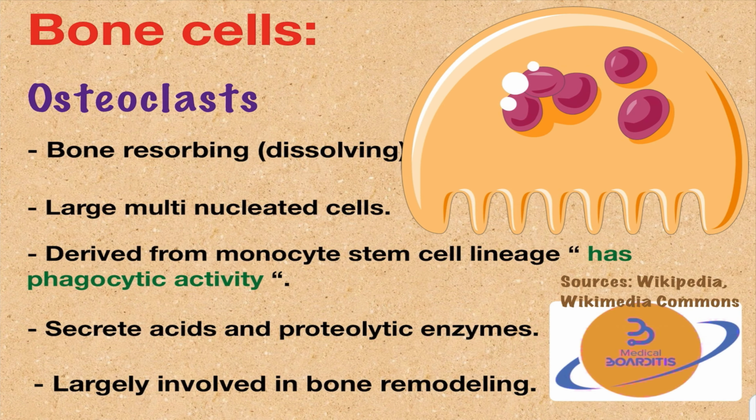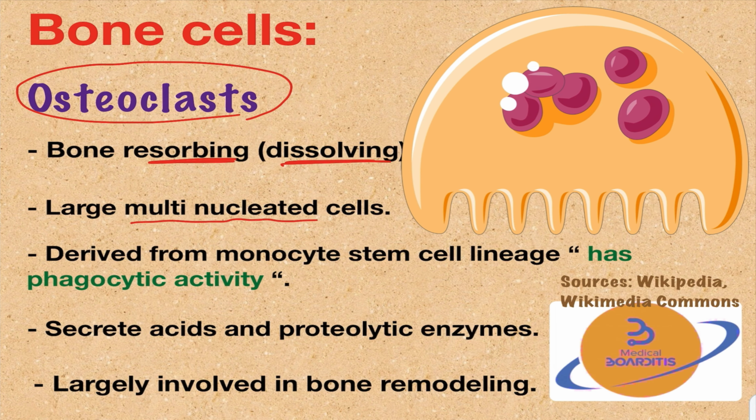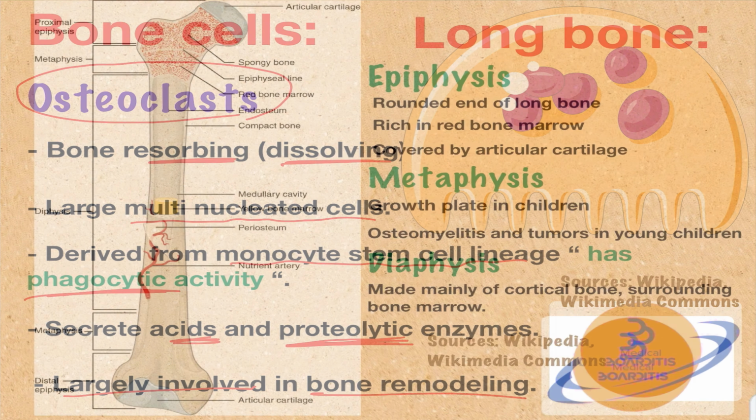The third and last type of bone cells are the osteoclasts. These are the bone resorbing or dissolving or eating cells. These are large multinucleated cells, and they're derived from the monocyte stem cell lineage, so they have a phagocytic activity. They secrete acid which dissolves the minerals, called hydroxyapatite, and they also secrete proteolytic enzymes that break down the collagen and the other proteinaceous material. They are largely involved in bone remodeling, and their function, as we said, is mainly controlled by the osteoblasts. They cannot function without osteoblasts.